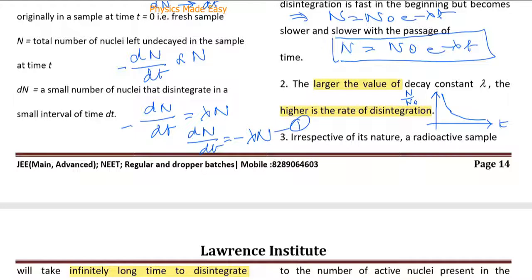Now this will actually take infinite time to completely disintegrate. So if I take a peak at around this, then N by N naught by 2 here, N naught by 4 here, N naught by 5 here. Now they are taking longer and longer time.